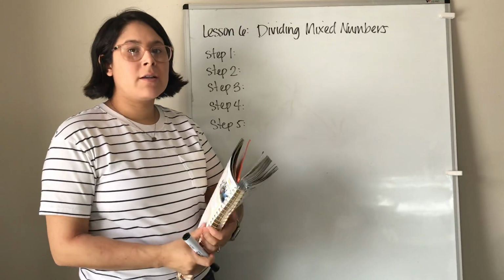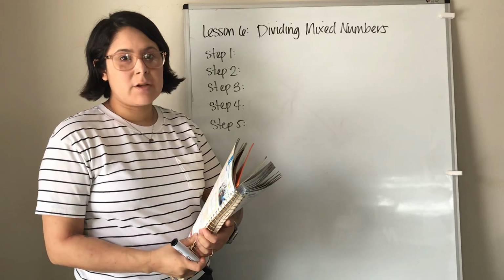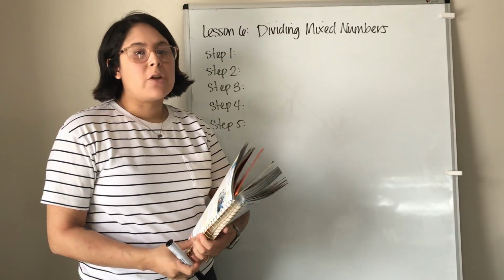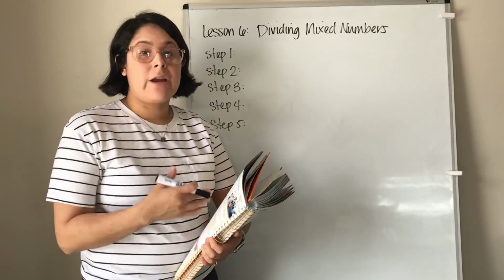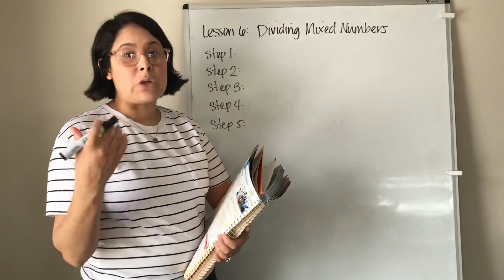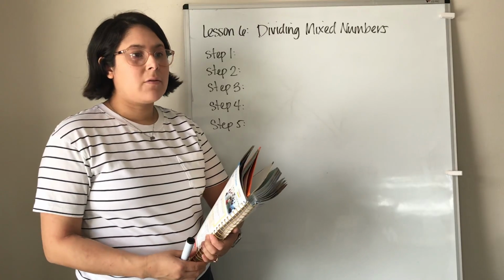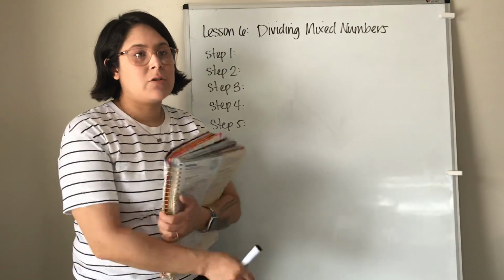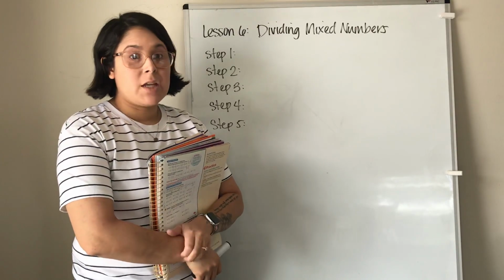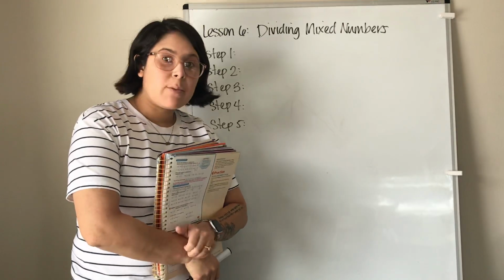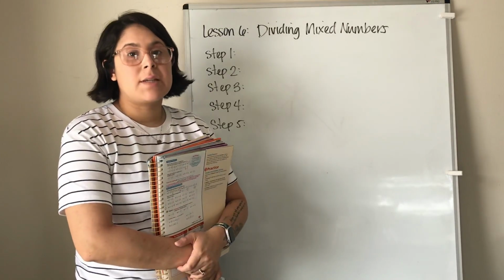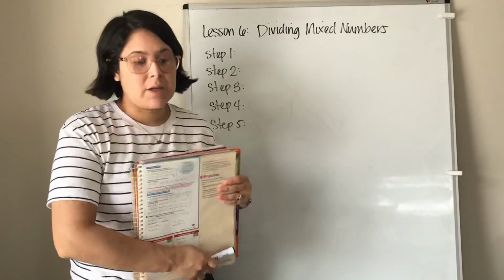So we're on lesson 6, which is dividing mixed numbers. You're going to see things that are layering on top of each other now. You've already learned how to divide regular fractions. You've learned how to change the mixed numbers into improper fractions. So now we're putting all those things together in order to divide mixed numbers.